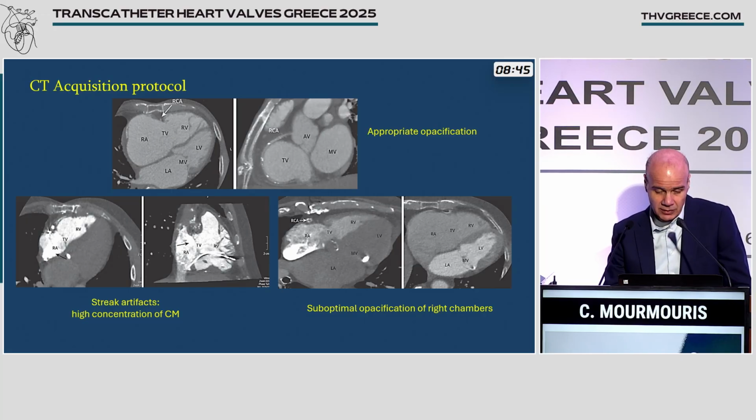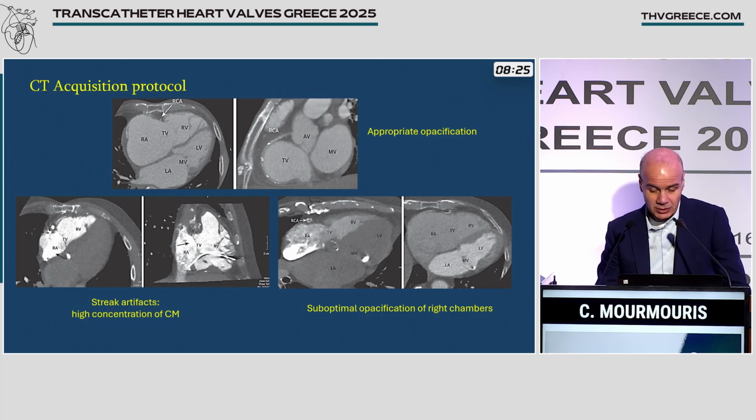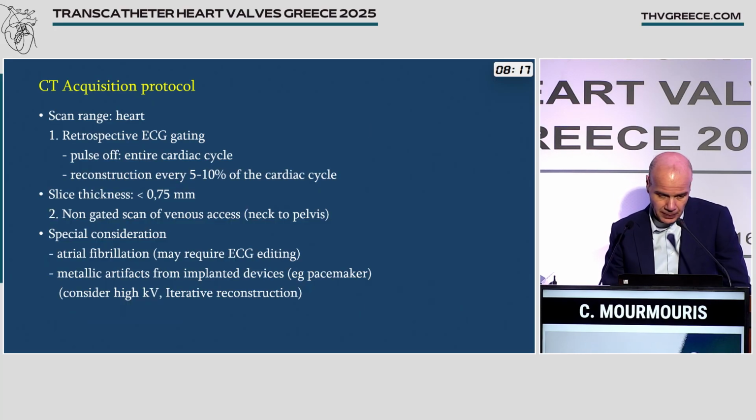As you can see in the upper images, this is the appropriate opacification of the right ventricle. And you can see in the lower left images how streak artifacts due to high concentration of contrast media could affect the evaluation of the ventricles. And also in the lower right images, you can see suboptimal opacification of the right chambers.